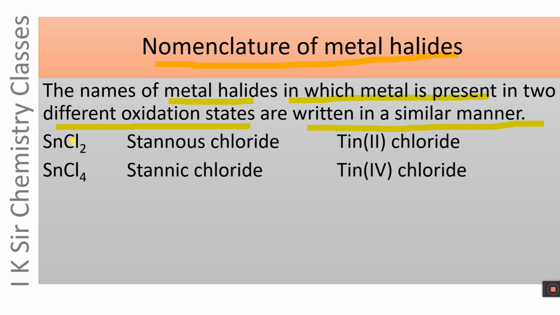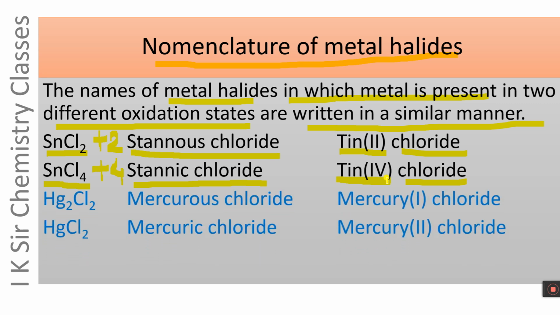Tin forms two chlorides, SnCl2 and SnCl4. Here the oxidation state of tin in SnCl2 is +2, while that in SnCl4 is +4. Accordingly, the name of SnCl2 is stannous chloride, while that of SnCl4 is stannic chloride, and IUPAC names of these compounds are tin(II) chloride and tin(IV) chloride. Here also the oxidation state of metal is written within small brackets in Roman numerals just after the name of the metal.